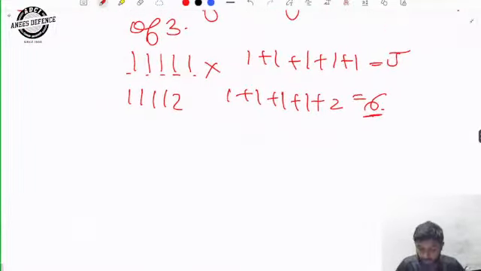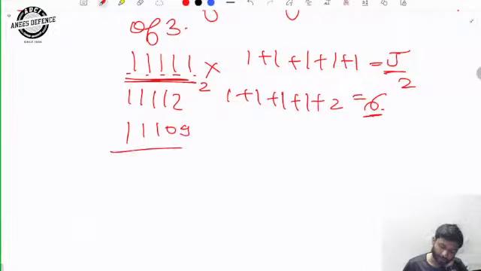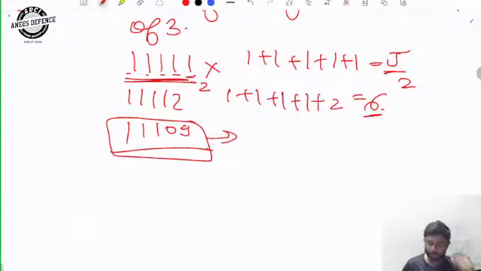Also, if you divide this number and this number by 3, the remainder will be equal for both. This remainder will be 2 and this remainder will be 2, because if we subtract 2 from 11111, the answer will be 11109, and this number is divisible by 3. After this, the next number that is divisible by 3 is 11112.